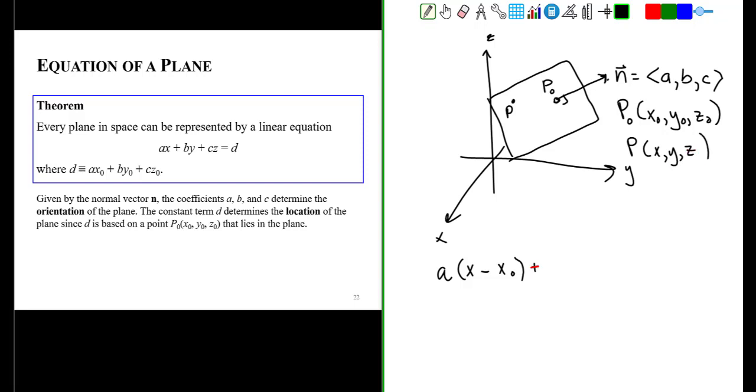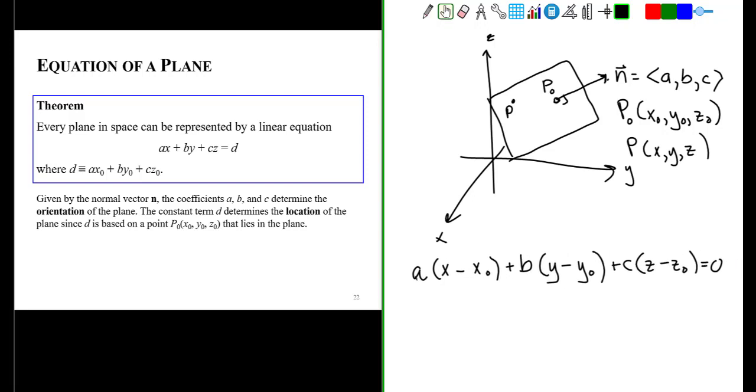So the second term has B, the y component of the normal vector, times the difference between our point P's y coordinate and our point P0's y coordinate, plus C times z minus z naught, where C is just equal to the z component of our normal vector to the plane. Let's move this a little bit more to the left.